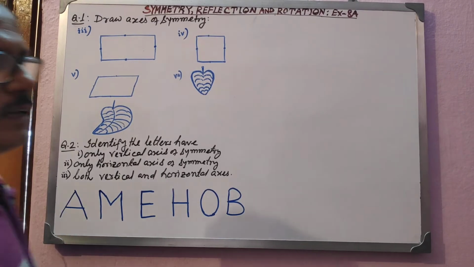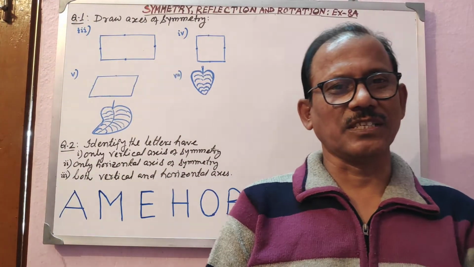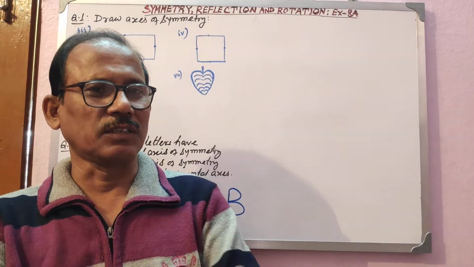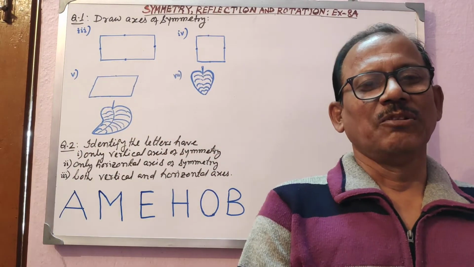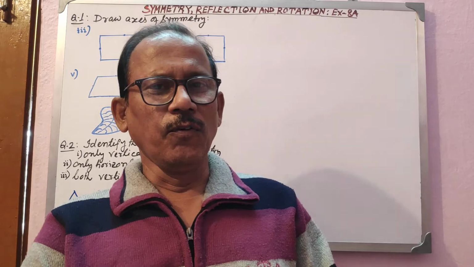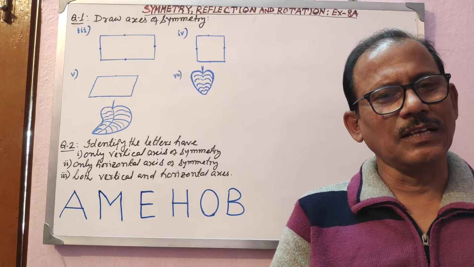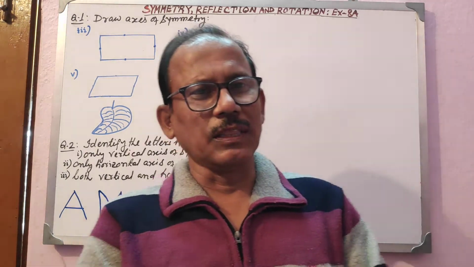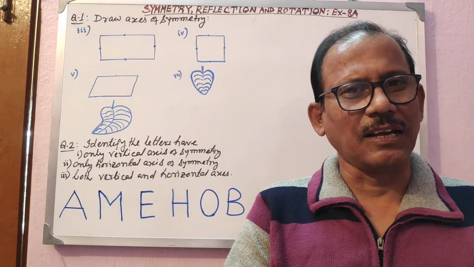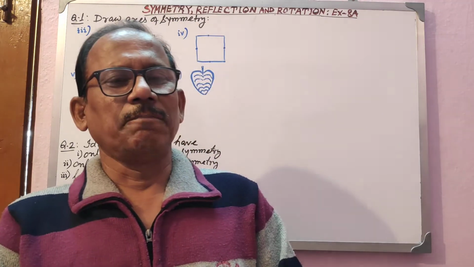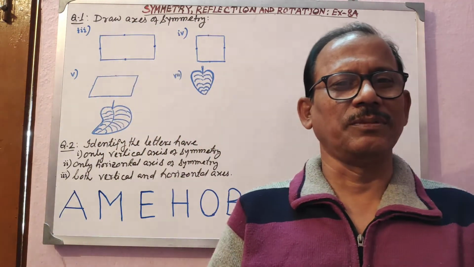Students, you are learning symmetry, rotation and reflection. Symmetry: you must have gone through the video the previous day and got the concept about this subject, which is very simple. If you split an object into some parts so that all the parts are the same in shape and size, then one part is symmetrical to the other.